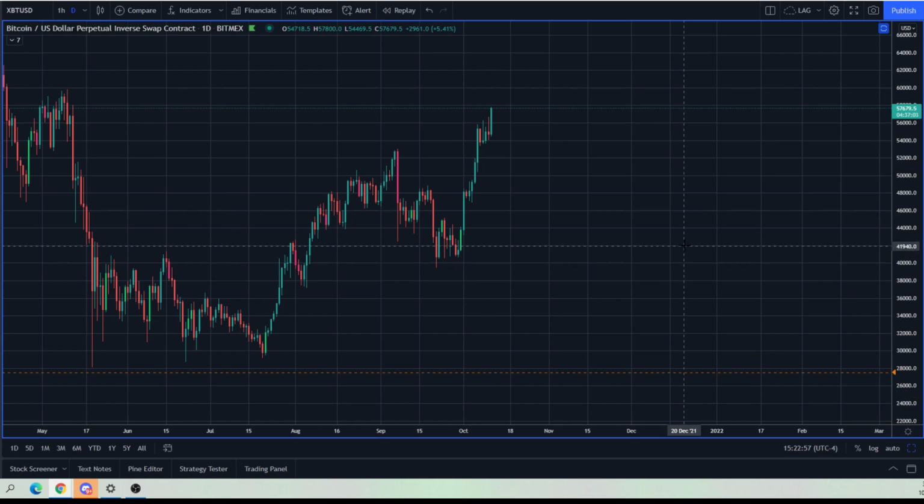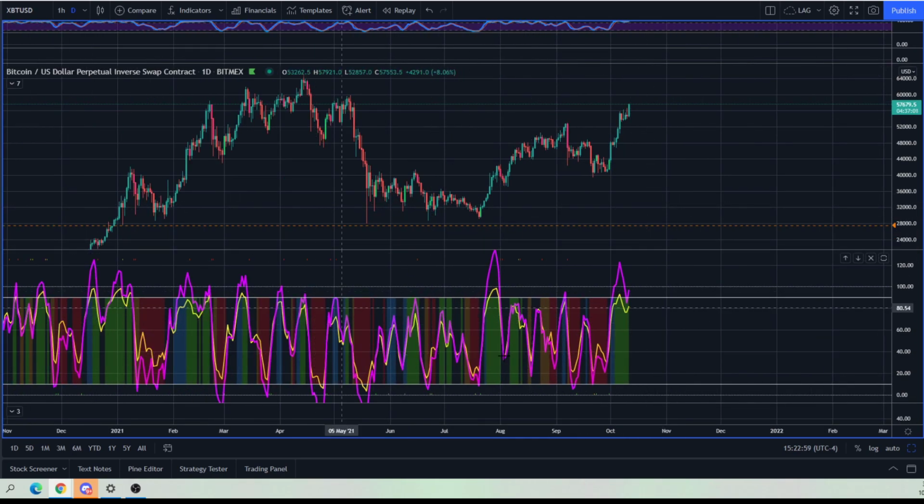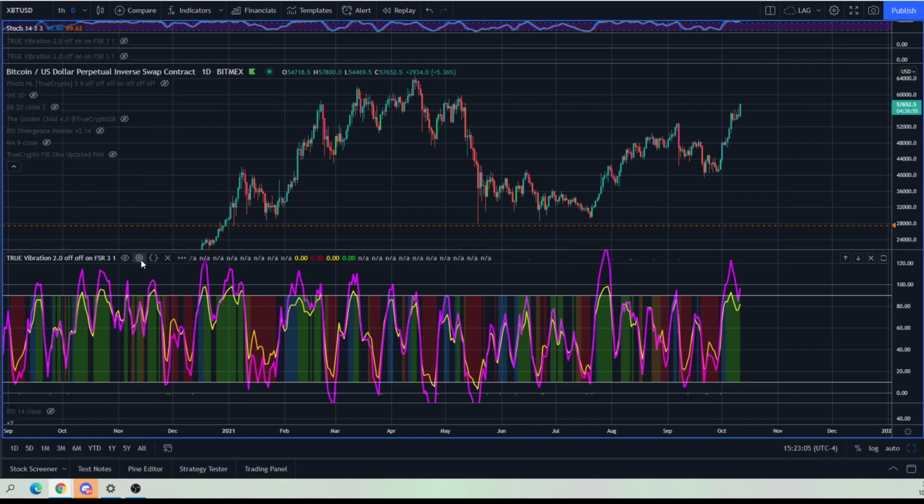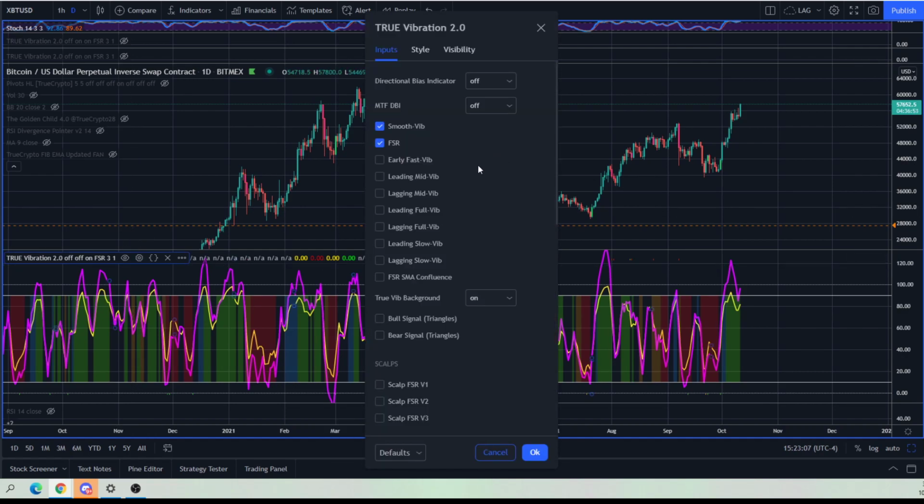So what do I mean by this edge? Well, let's just jump into it. So this is the indicator True Vibration, right? There's a lot of different elements going on here. I can't even begin to tell you, and there's enough videos to go into that. So I'm not even going to talk about all of the different options involved, including the directional bias indicator, which I have off at the moment. Let me get a sip of water, and then I'll jump further into this.